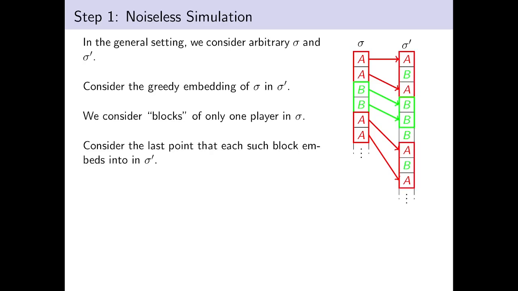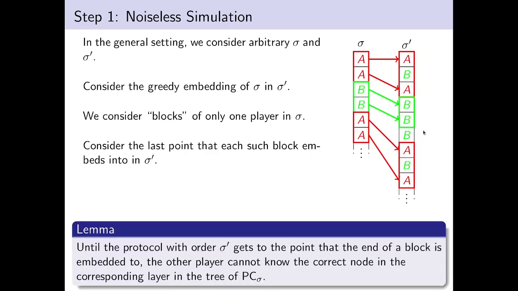We claim that until you reach the end of one of these blocks, you can't communicate any meaningful information about nodes in any of the later layers. So until we get to this A, anything in these layers of pointer chasing with order sigma, you can't communicate any useful information. Until we get to this node, you can't communicate any useful information here and down. So, how do we go about showing this?